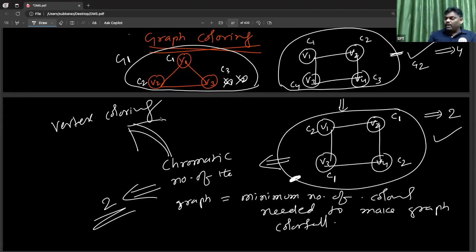Next, suppose there are 5 vertices. Someone used 5 colors, someone used only 3, someone used 2. Less than 2 is not possible at all. So the 2 is called the chromatic number of the given graph.